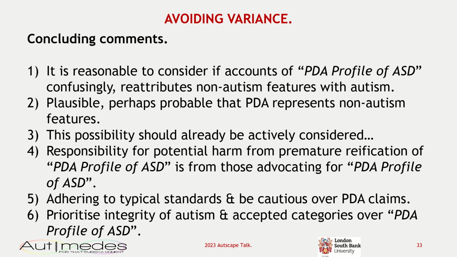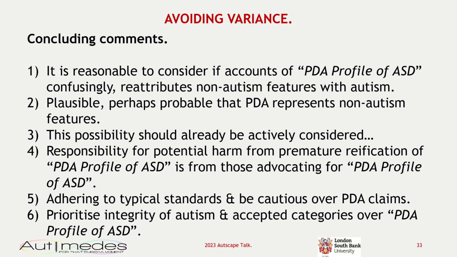And so I'm just going to conclude now before getting onto the references briefly. So yes, it's reasonable to consider if accounts of PDA profile of autism are confusingly reattributing non-autism features with autism. It's plausible, perhaps probable, that PDA represents non-autism features. This possibly should already be actively considered. I shouldn't need to do this talk. It should be prominent front and center within the PDA discourse.